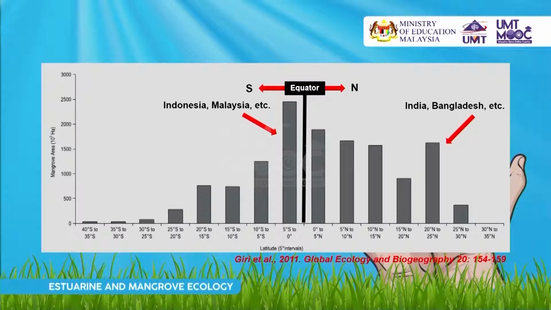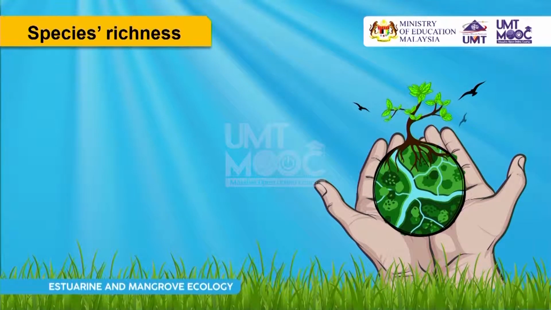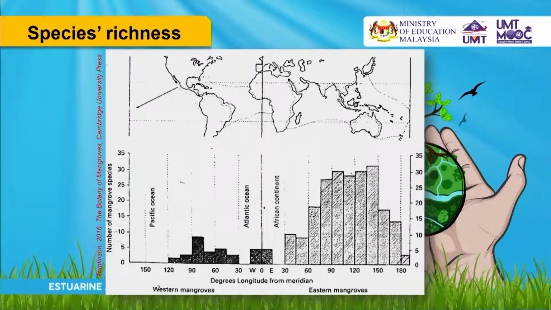If we look at the latitudinal distribution of mangrove ecosystems, its abundance close to the equator is very clear. Highest mangrove cover around 0 to 5 degrees south is largely represented by Indonesia and Malaysia, while at 20 to 25 degrees north it is by India and Bangladesh. This graph shows the highest concentration of mangrove species in the eastern hemisphere, especially around the Indo-Malayan region, with more than 30 species.